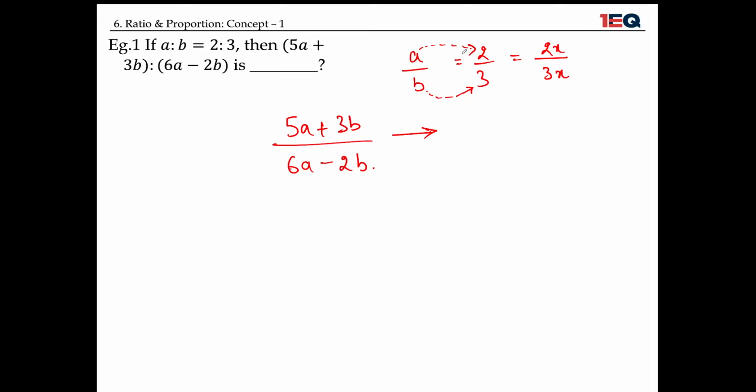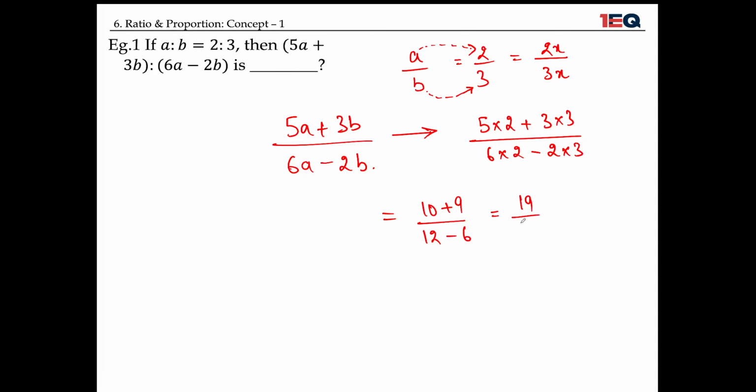Once this assumption is made in place, you can directly fill in the values over here. Using a is equal to 2 and b is equal to 3, I would write 5 into 2 plus 3 into 3 whole upon 6 into 2 minus 2 into 3. Okay, so solving the numerator first, 5 2s are 10, 3 3s are 9. Solving for the denominator, 6 2s are 12 minus 3 2s are 6. So it's going to be 19 upon 6. And this is my answer.